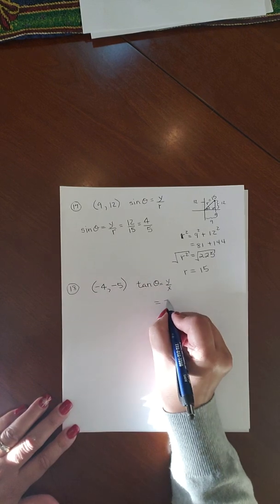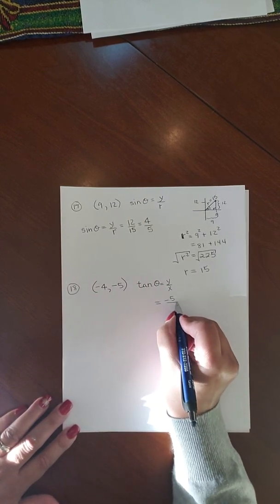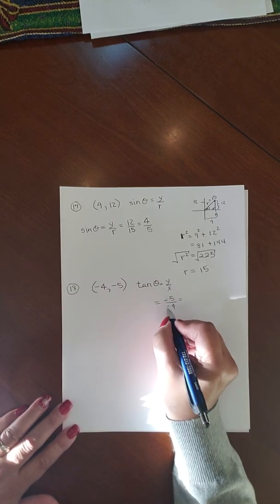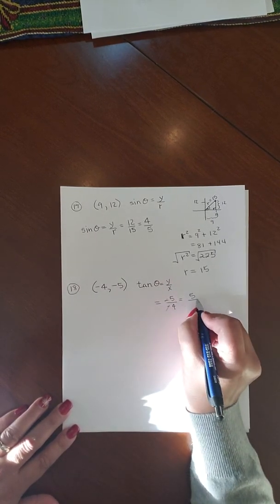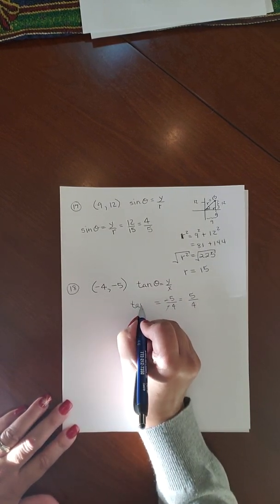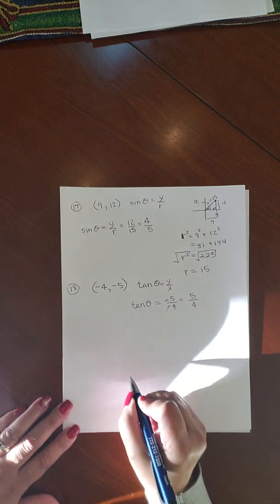So y value is the -5, the x value is the -4, so your tan value, since the negatives cancel, is 5/4. Always give an exact answer unless it says round to a particular place.